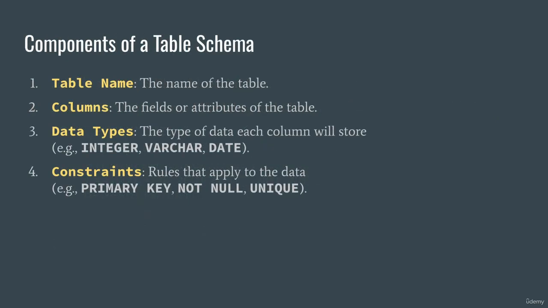A table schema has a few essential components. First, the table name. It's what you'll call your table. Then, we have columns, which are the fields or attributes of the table. Each column will store a specific type of data, like integer, varchar, or date. Finally, there are constraints, which are rules that apply to the data, such as primary key, not null, or unique.